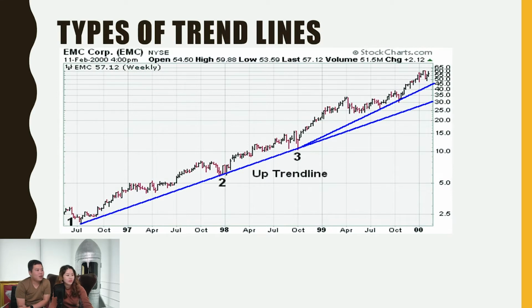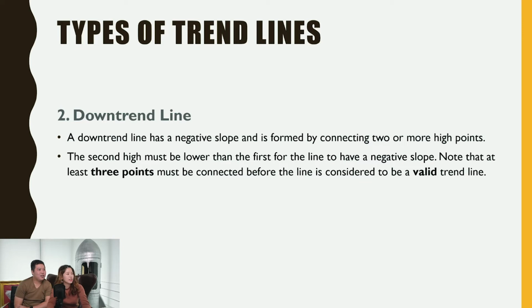Next. So this is the first point, the second point, and the third point. And apparently the line can bend. Wait, what is this? Yeah. You know, this is called a hard fork. No. Okay, next. The downtrend line.